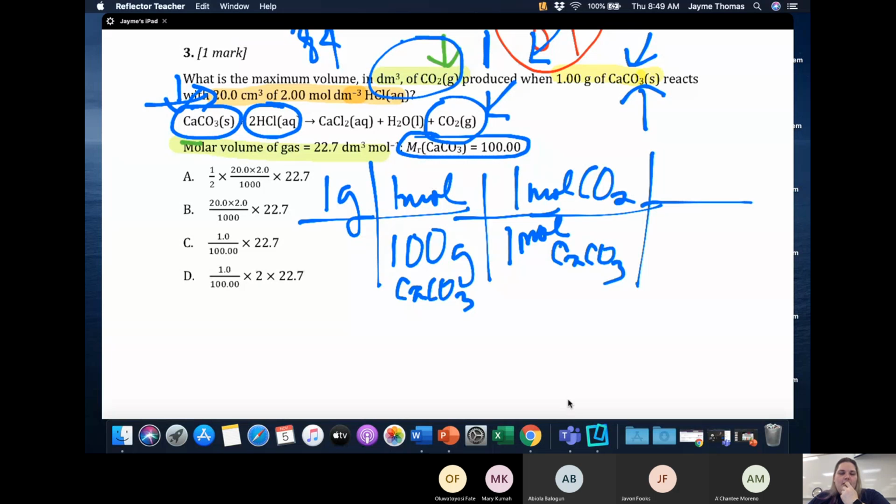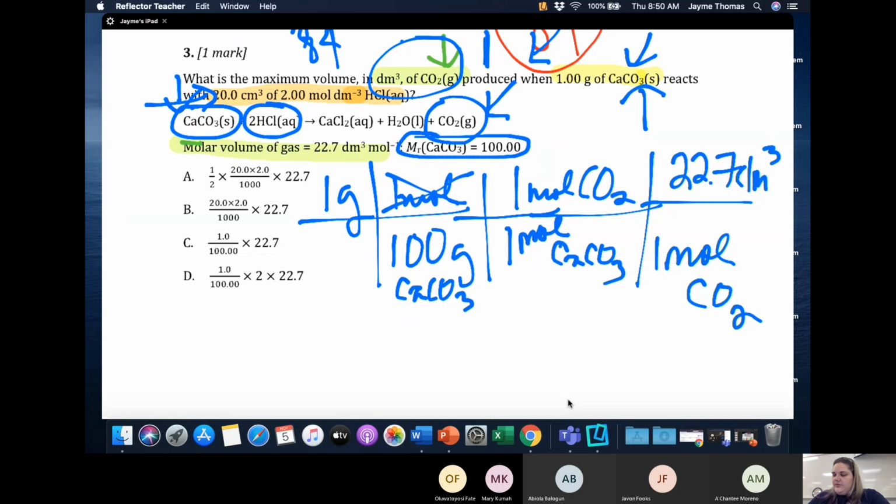Okay. And so the last step is, since they want the volume of that gas, that's where the molar volume comes in. So 1 mole of CO2 is 22.7 cubic decimeters. Okay. So if I simplify this and get rid of all the ones, right? Because all the ones in the middle, none of these are going to change the answer, right?